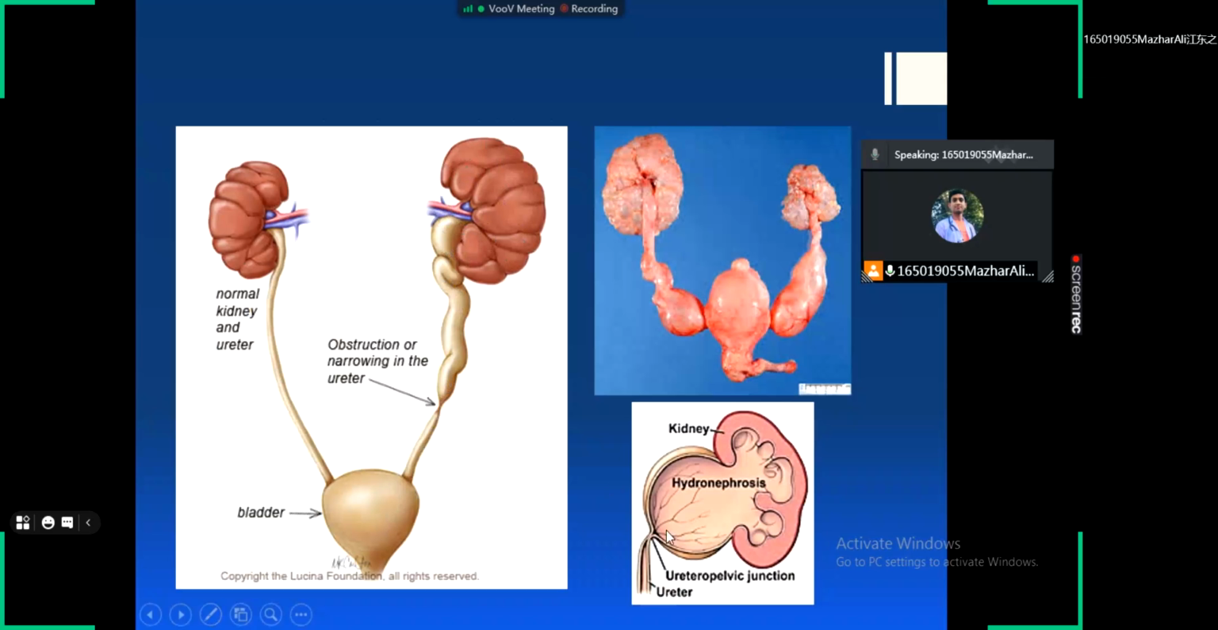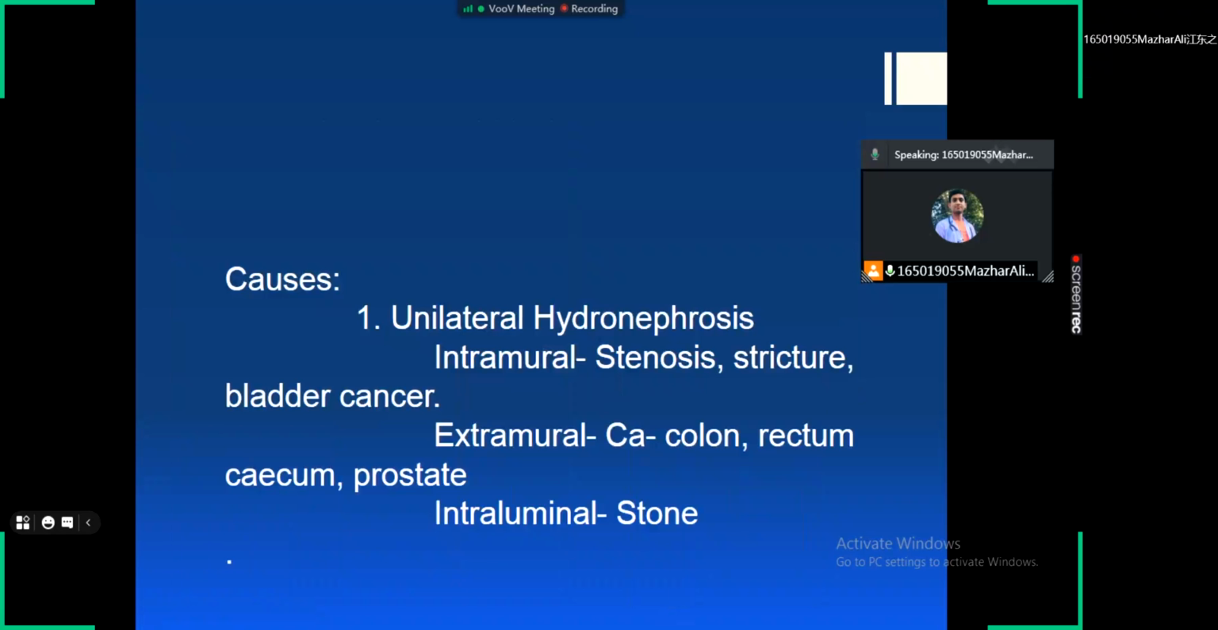Hydronephrosis. You can see in the picture the ureteropelvic junction, ureter. When there is any blockage in the ureteropelvic junction, whether congenital or due to stone, it can lead to hydronephrosis. It may even lead to kidney failure. This is an emergency condition in urology.